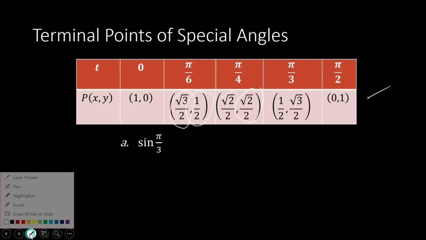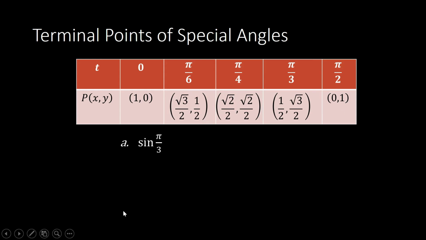Let us find what is sine of pi over 3. You will go to pi over 3 and you will look for the second coordinate of the terminal point. It is square root of 3 over 2.